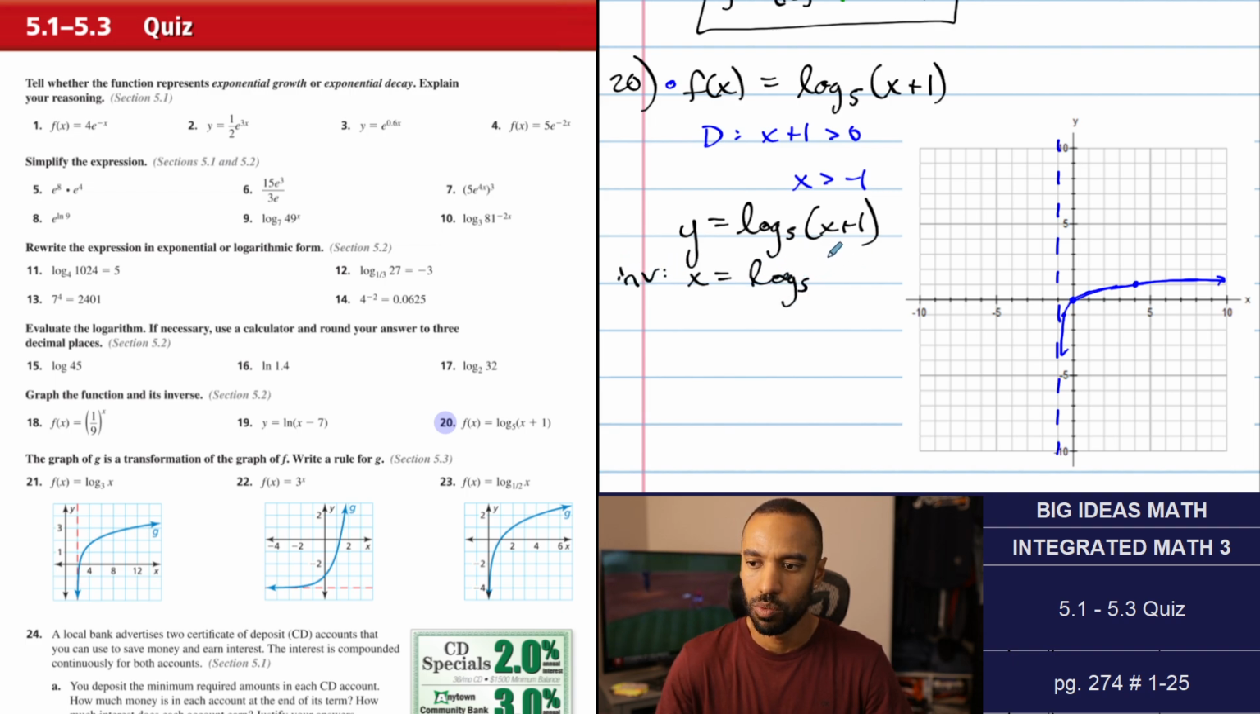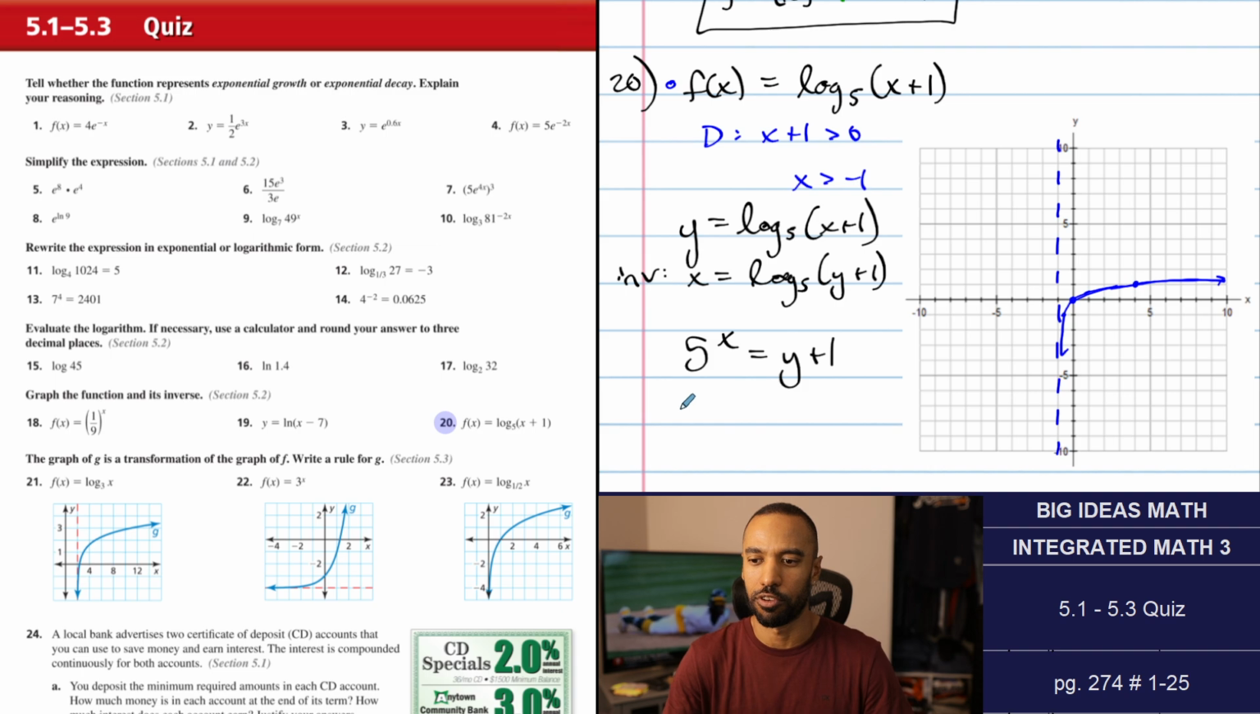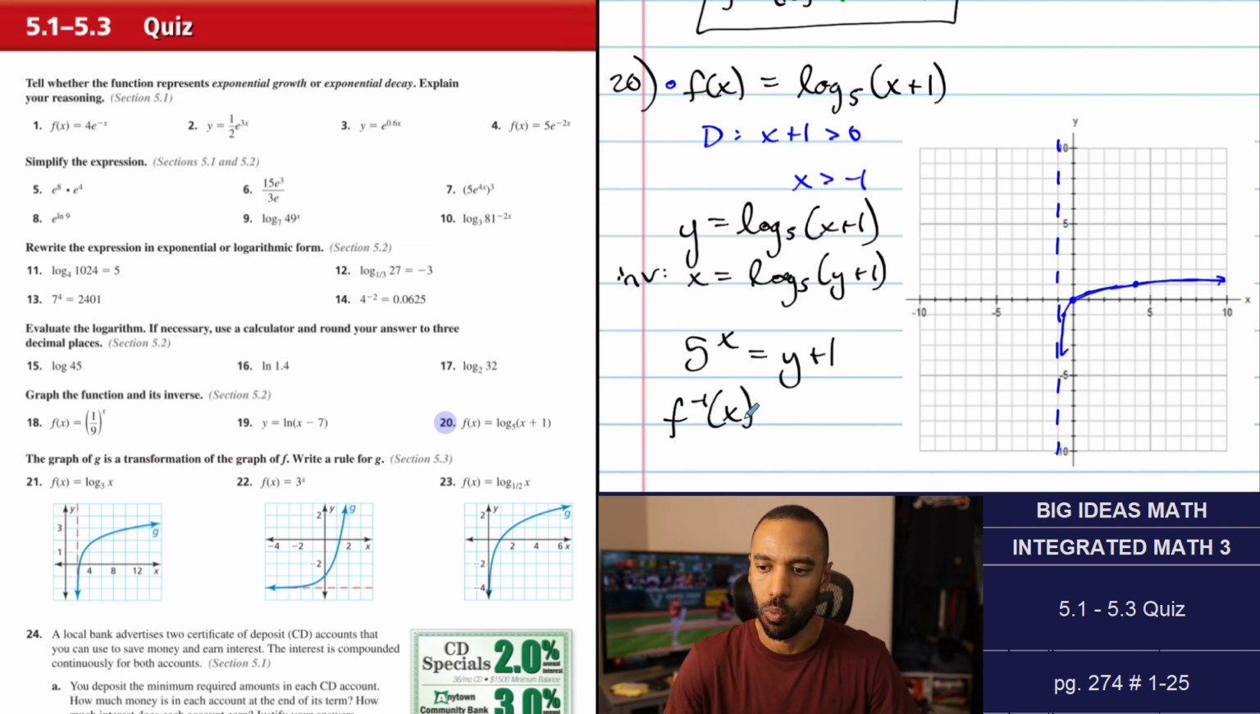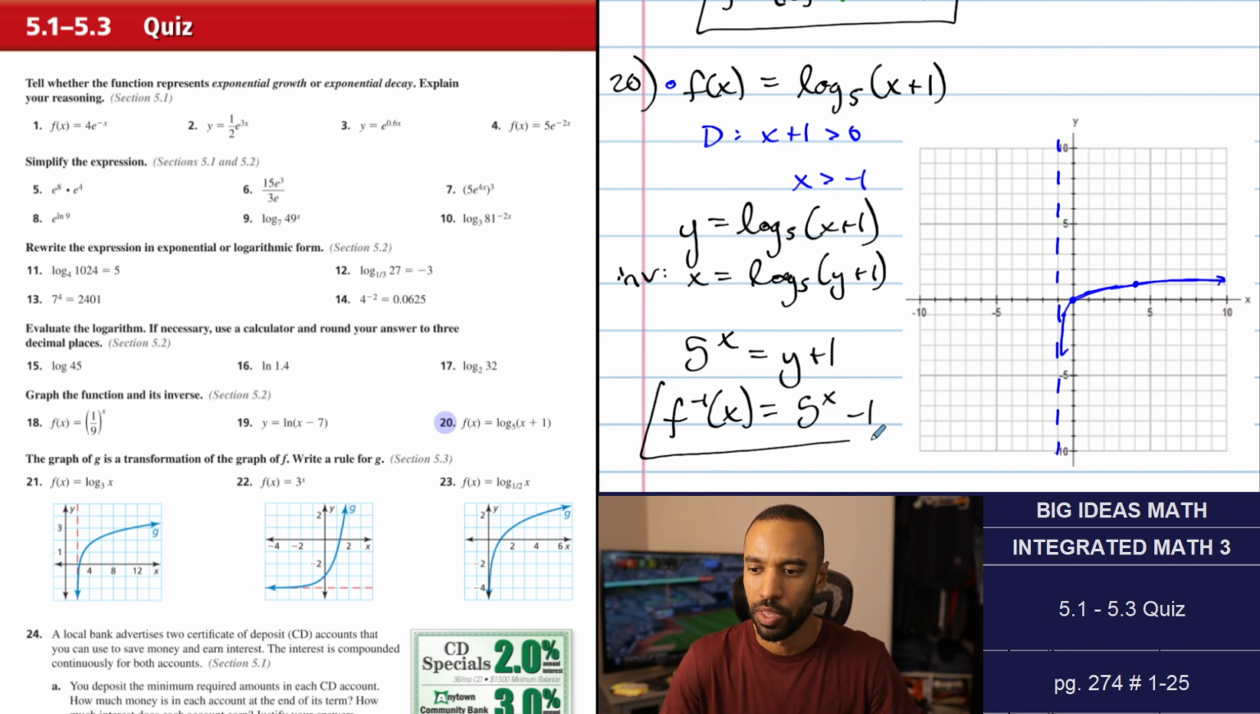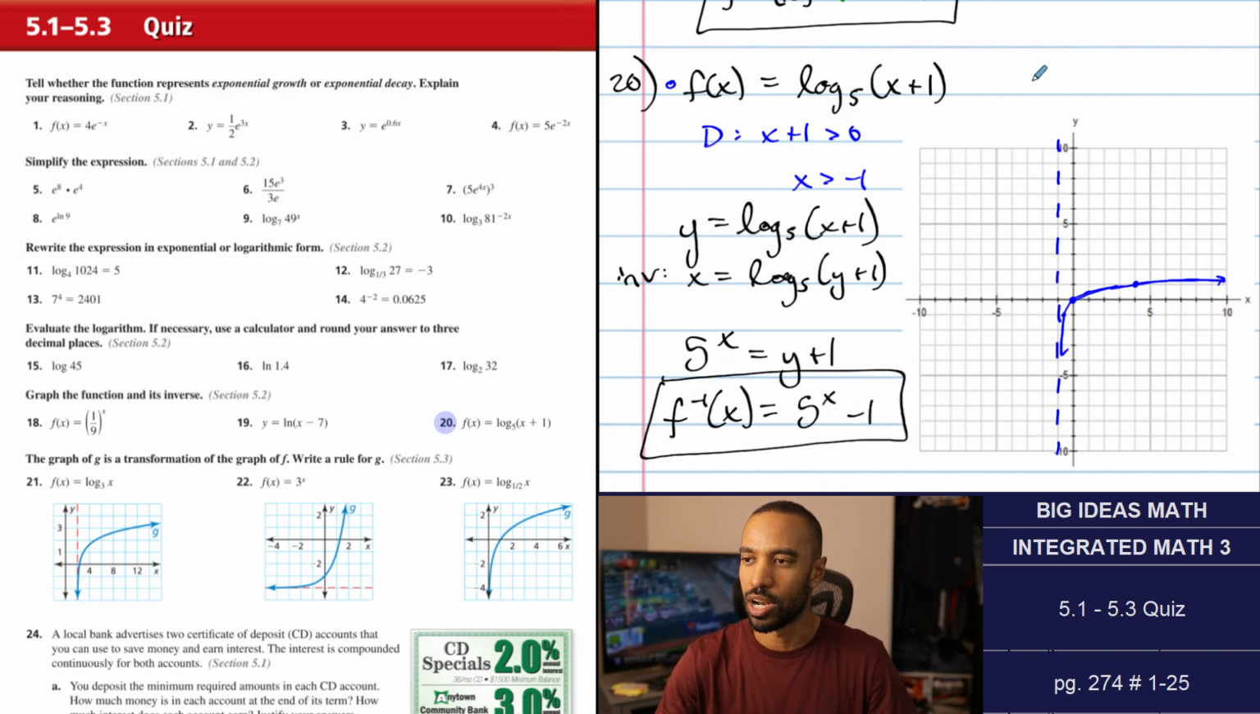And solve for y. We are in logarithmic form with the log by itself. 5 to the x power equals y plus 1 is our setup. Subtract 1 from both sides. We'll get its inverse. Y equals, as the inverse, 5 to the x power minus 1. So here's the inverse function as an exponential.